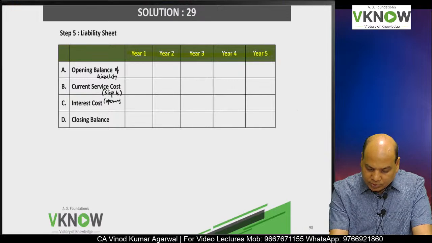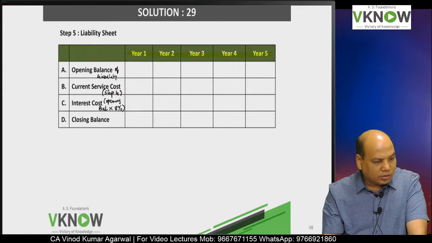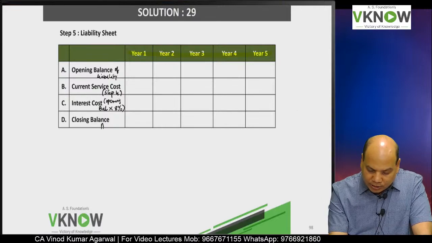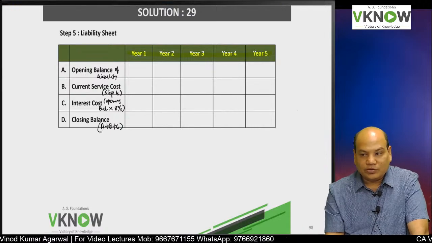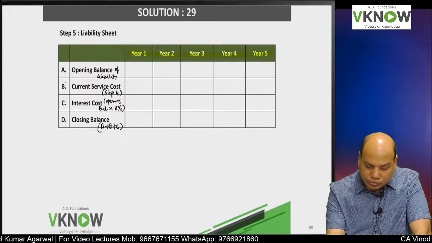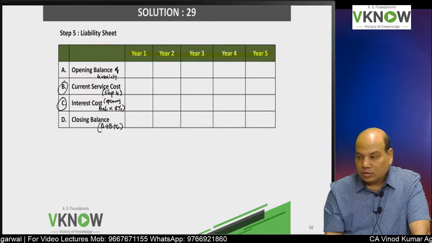It is opening balance multiplied by 8%, which is the discount rate, and closing balance, write down A plus B plus C. Closing balance goes to balance sheet. Current service cost and interest cost goes to profit and loss account.